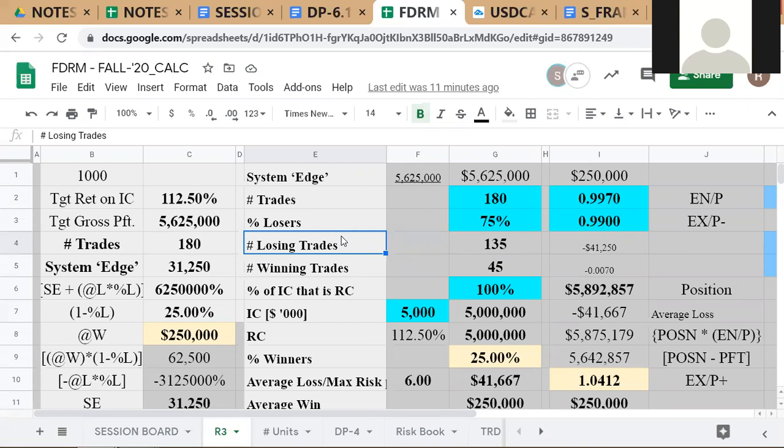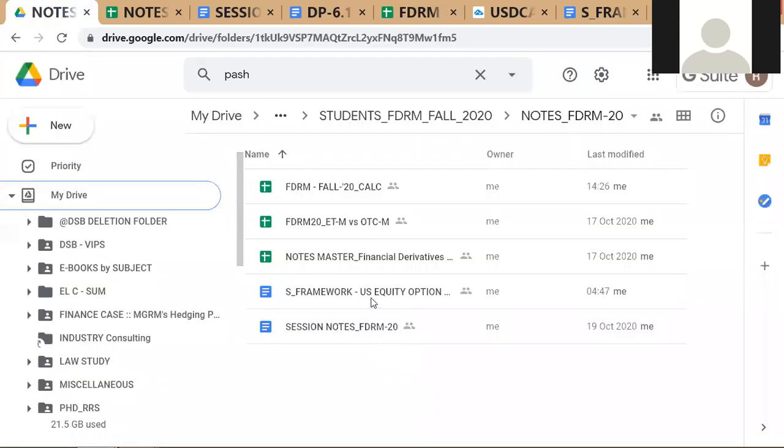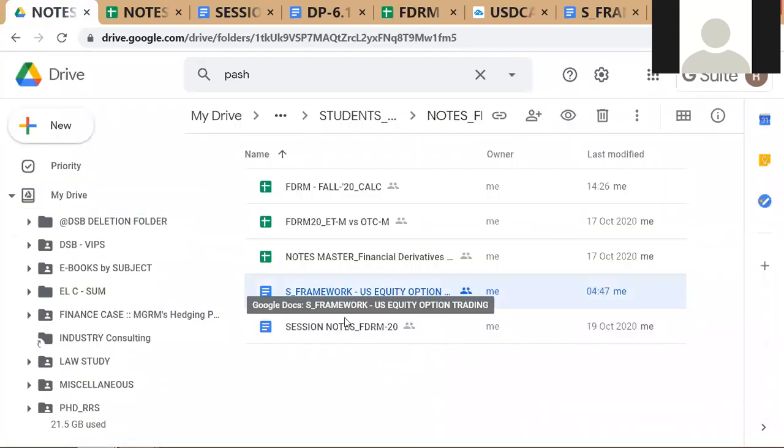We're going to use the same login for the next project, which is equity option trading. I have already put the notes in, you can start looking at the notes. Framework for US equity option trading. This is our next topic. Okay, we'll go into this from the next class. Okay, so class is dismissed, and those who have questions can stay back. Otherwise, you can leave.